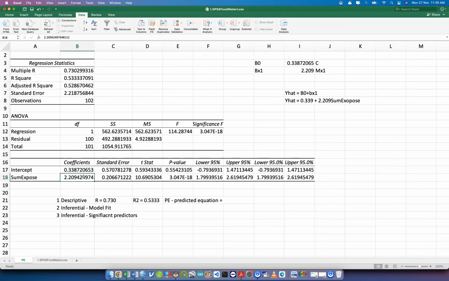It is not a standardized beta, it is the unstandardized beta. In statistics language in SPSS, it doesn't say coefficient, it writes unstandardized. Unstandardized over there means unstandardized beta for the intercept and unstandardized beta for the sum of exposed. Whatever it is, the first thing, the coefficient or unstandardized column, is meant for your predicted equation. Okay, so your predicted equation is there and you are ready to make a prediction if you want to. Yes. So this is your predicted equation, right?